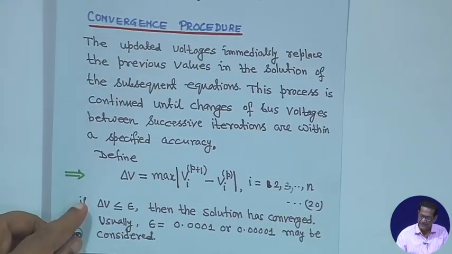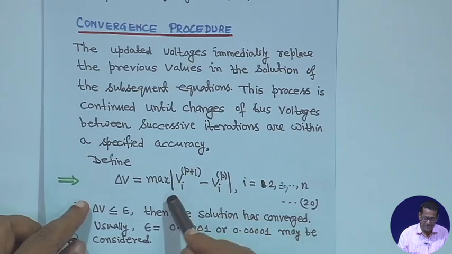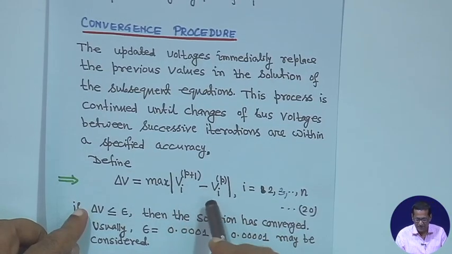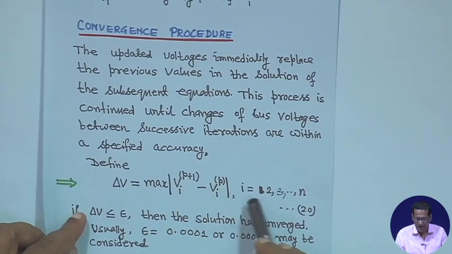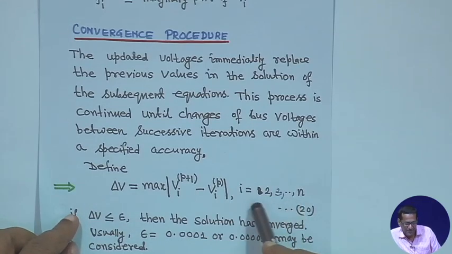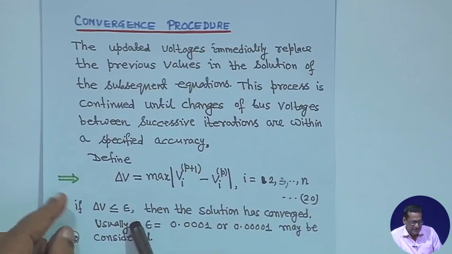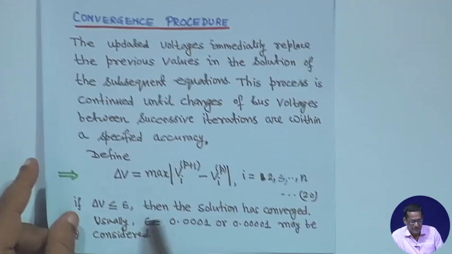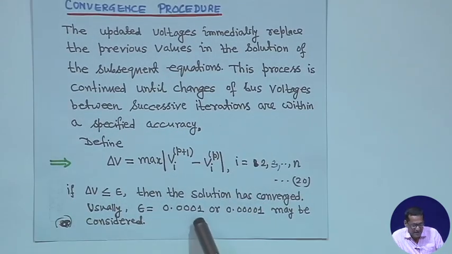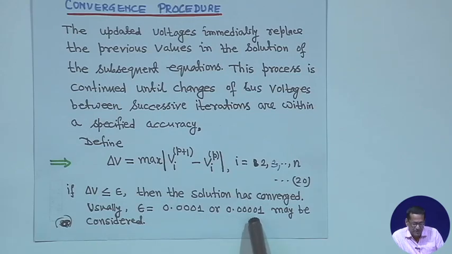In general I have written that delta V is equal to max of the magnitude of V i p plus 1 minus V i p, with i equal to 2, 3 up to n, because bus 1 we take as the slack bus. If delta V is less than or equal to epsilon, then the solution has converged. You can take epsilon equal to 10 to the power minus 4, or 10 to the power minus 4 may be considered. In that case you can get the solution.